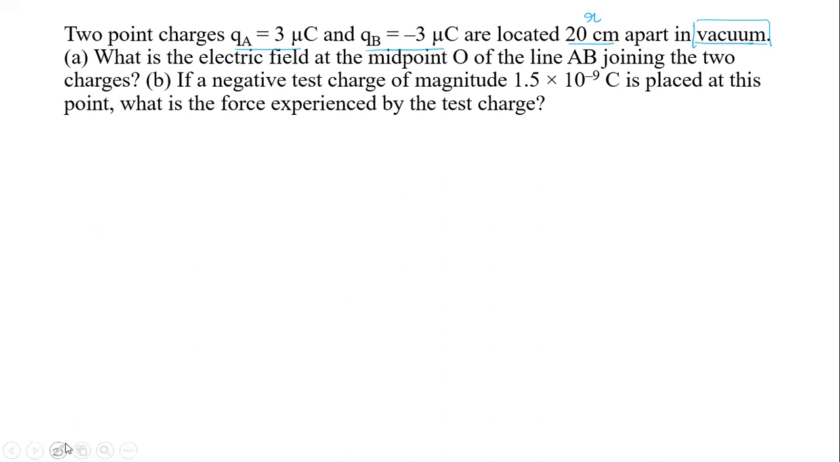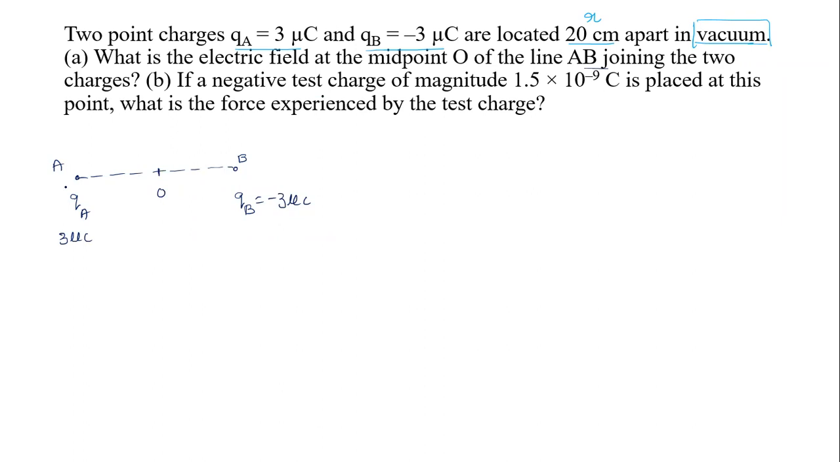Let us say the first charge is here, QA, and there's one more charge here, QB, and there's a line joining these two. This is what we call the AB line. The midpoint, let us say, is O. QA we know is 3 microcoulomb, QB is minus 3 microcoulomb. They're asking in the question: what is the electric field at the midpoint of the line joining AB?